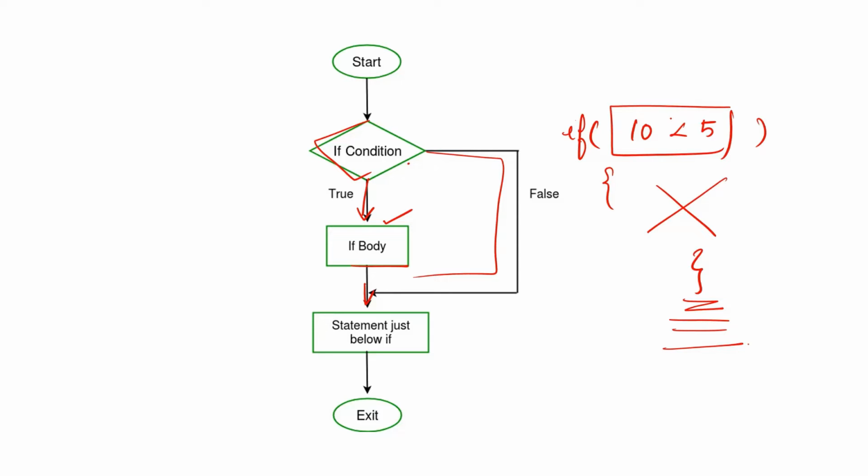But let us imagine that the given condition is true, where 10 is greater than 5. Yes, the condition is true. When the condition is true, it can directly go inside the if block. That's all. Let's see one example program.